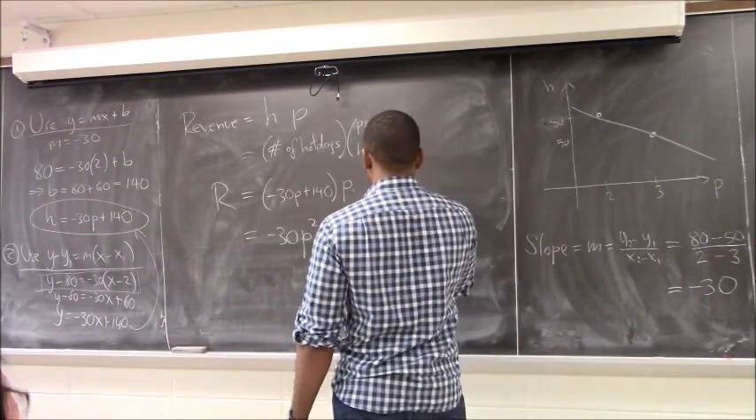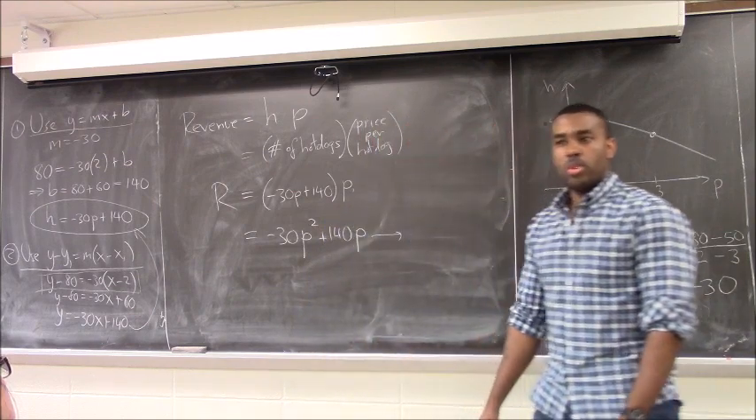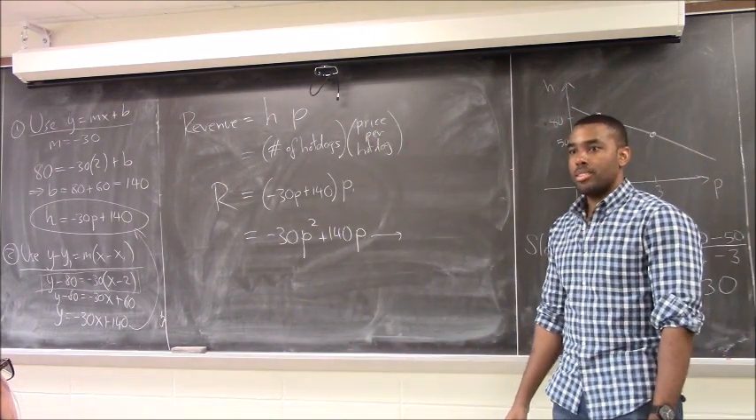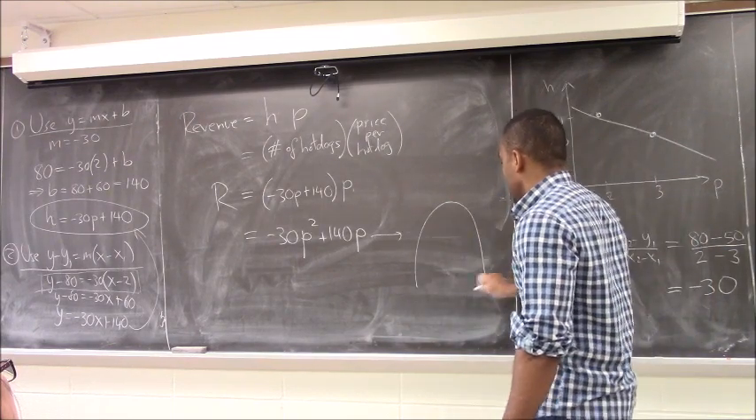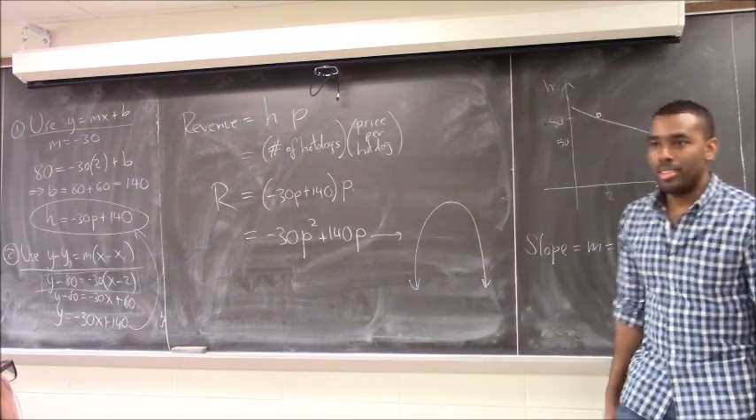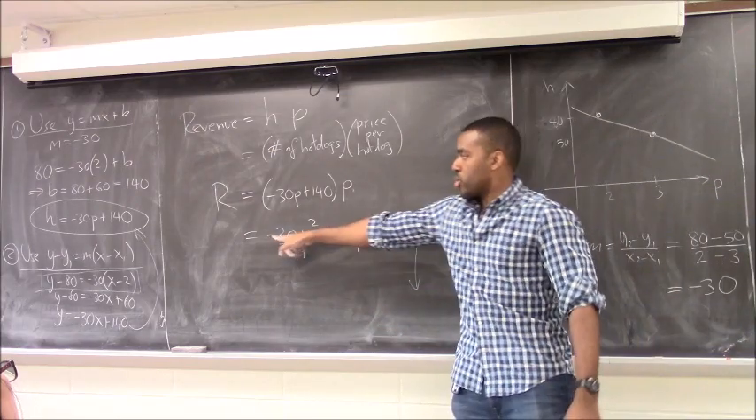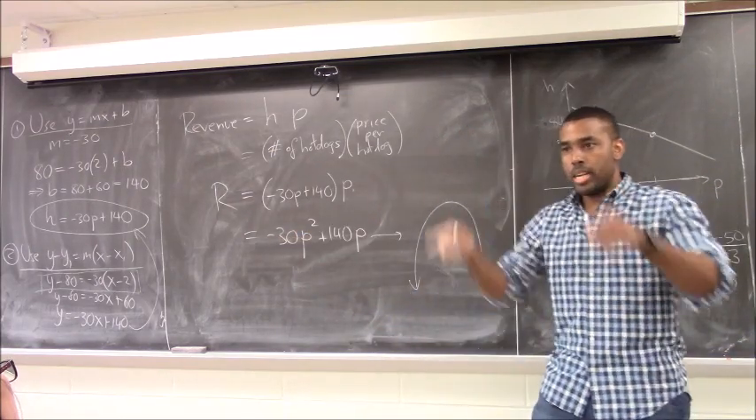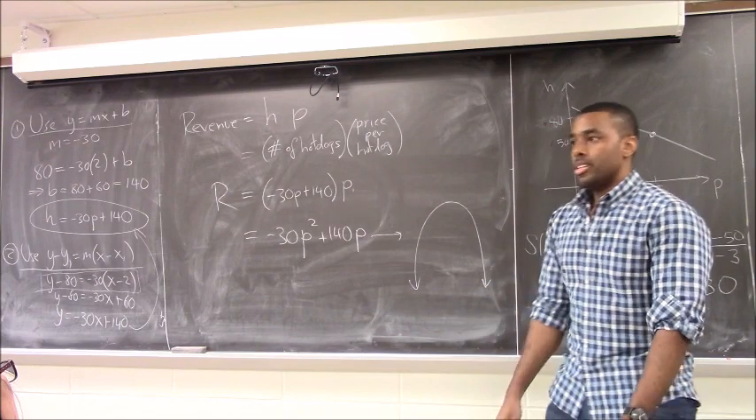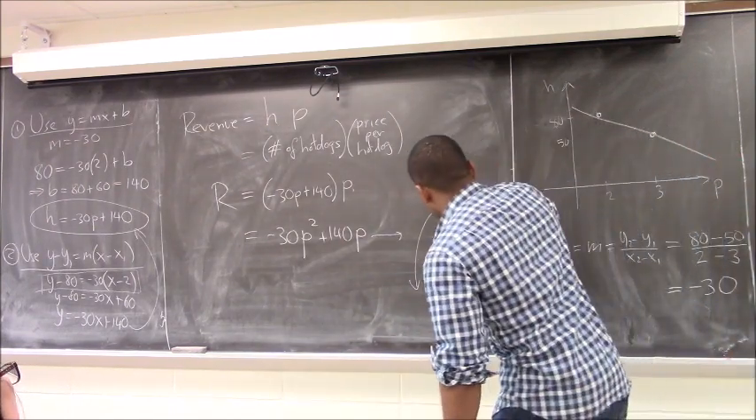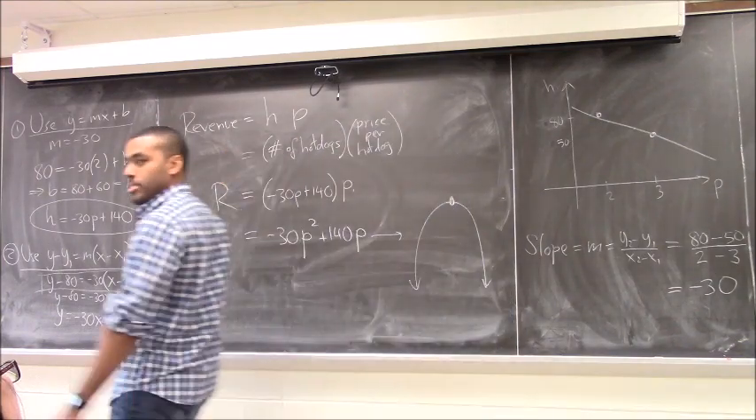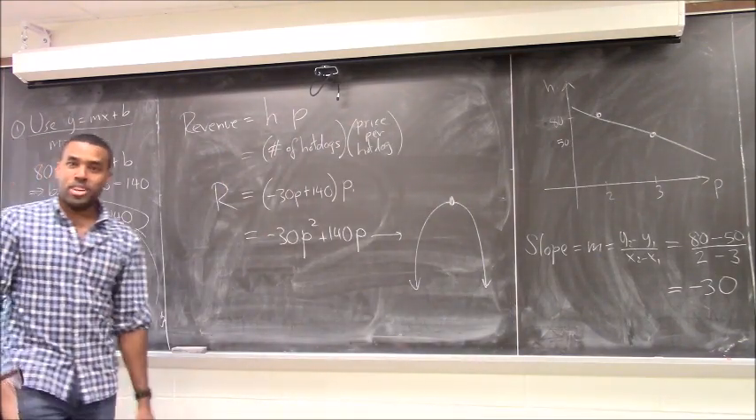What does this look like? It'd be an upside down parabola, right? This is the highest. How do you know it's going to be an upside down parabola? The coefficient of the square term is a negative sign, so it's upside down. If it were positive, it would go this way. So now do you know what we're after? This point right here, the vertex. How do we find the vertex?